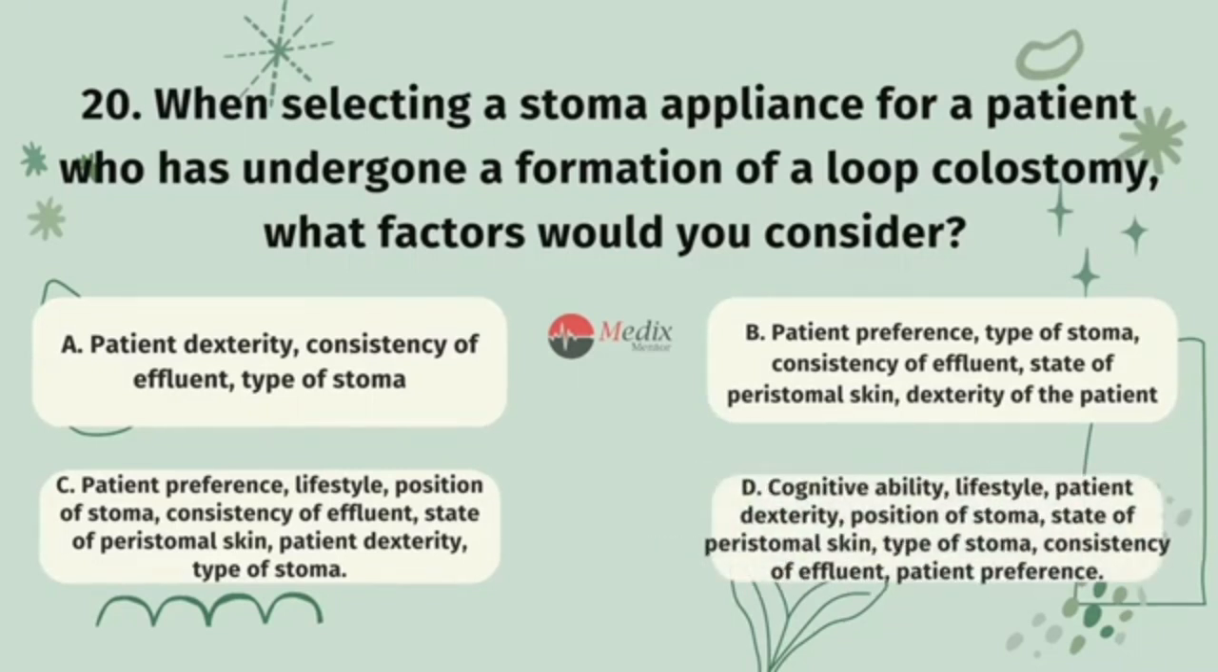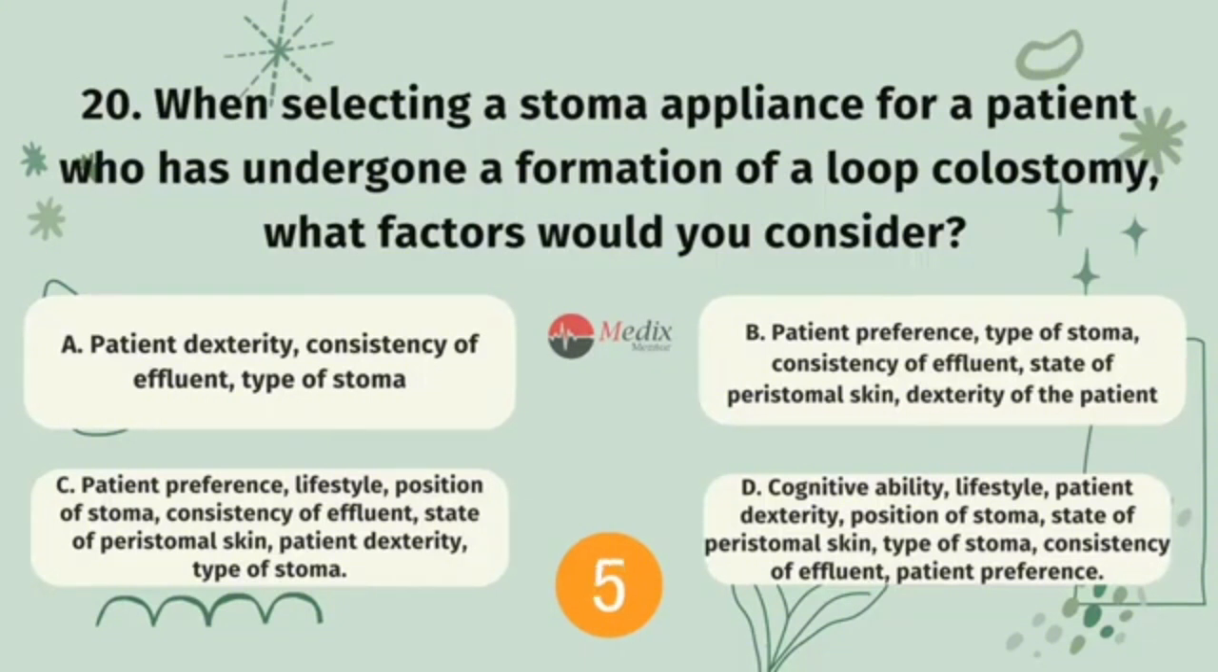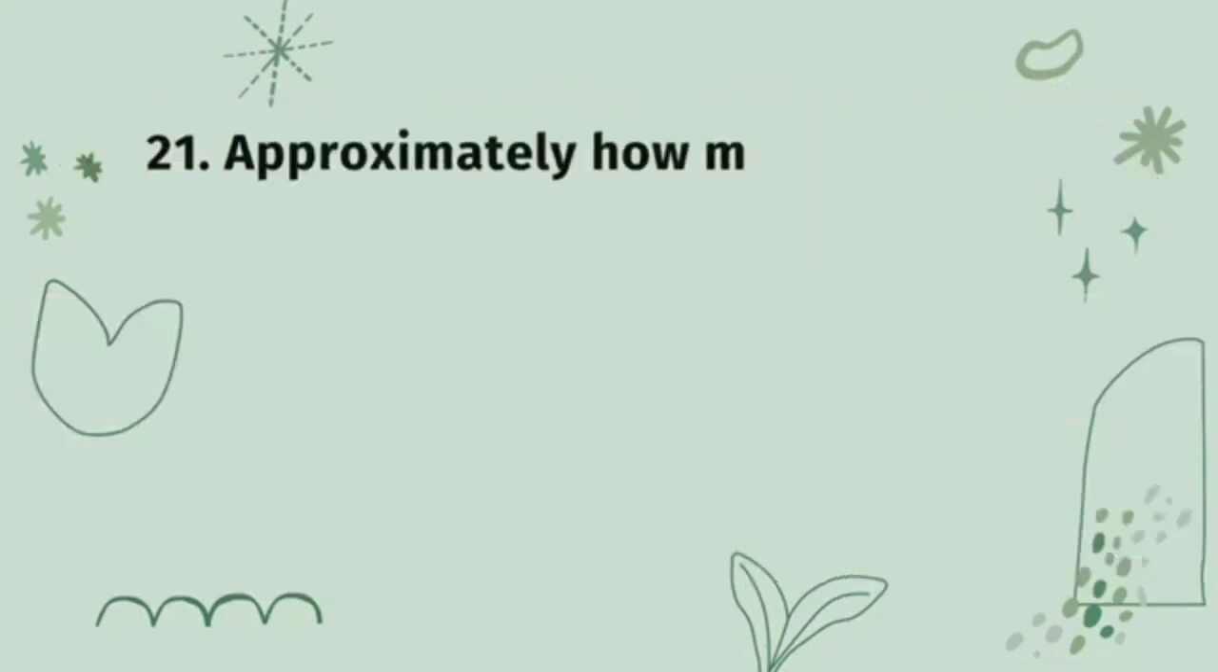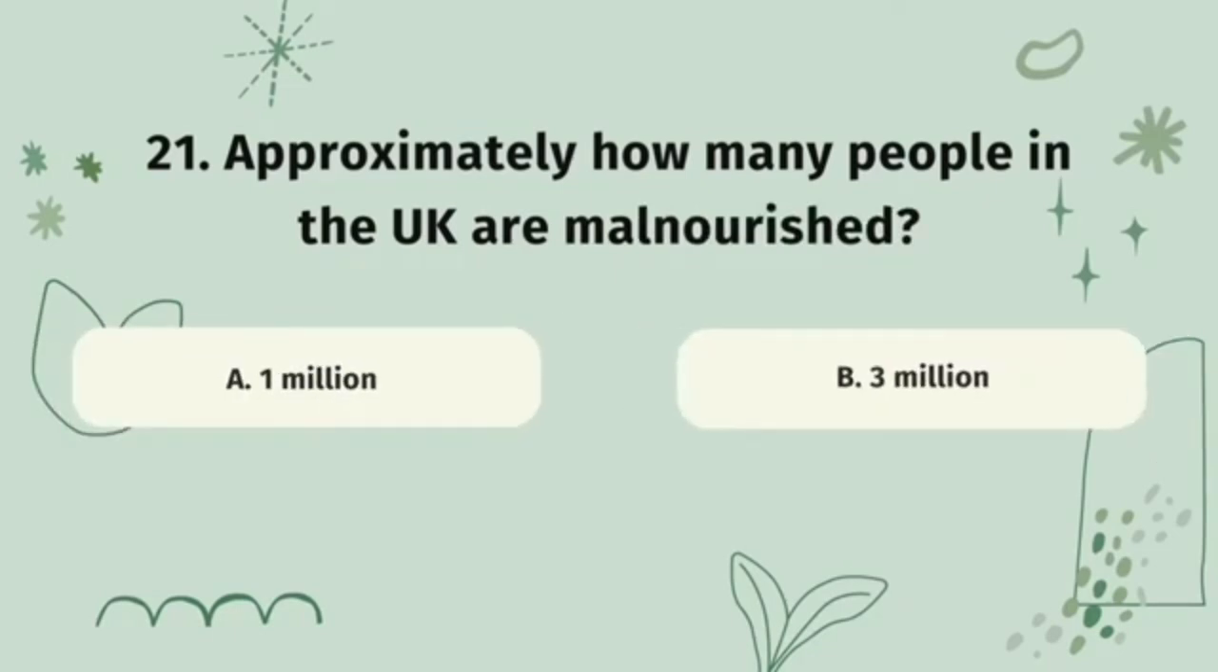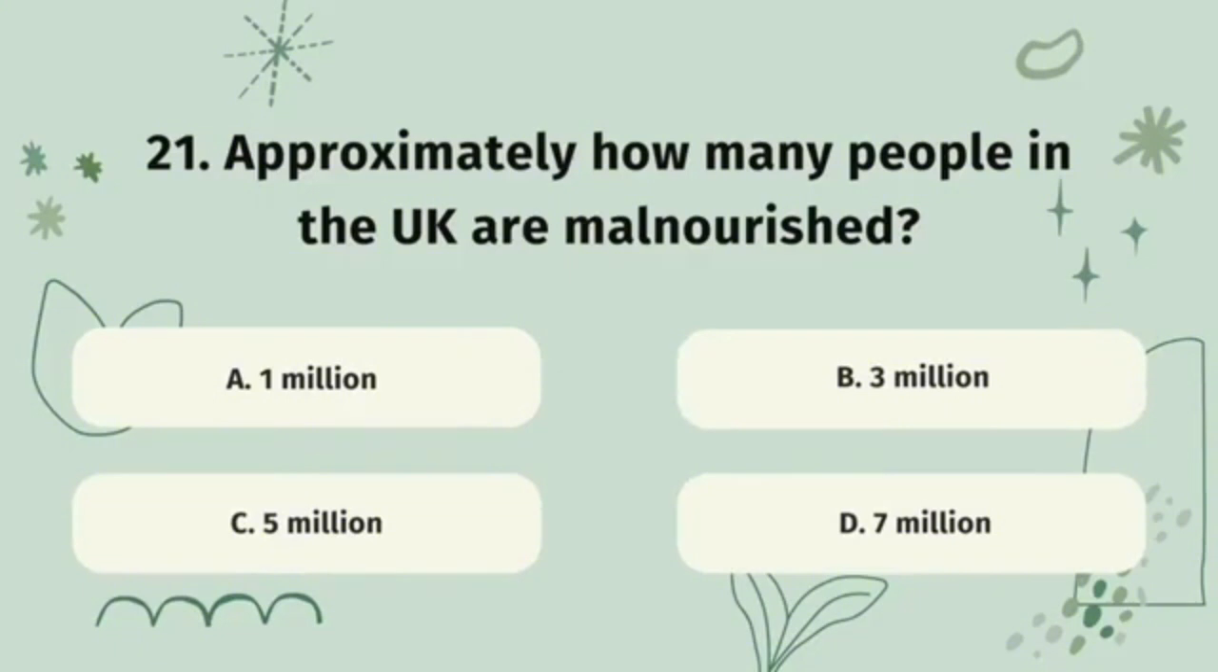Option D, cognitive ability, lifestyle, patient dexterity, position of stoma, state of peristomal skin, type of stoma, consistency of effluent, patient preference. The correct answer is D. Question 21. Approximately how many people in the UK are malnourished? Option A, 1 million. Option B, 3 million. Option C, 5 million. Option D, 7 million.